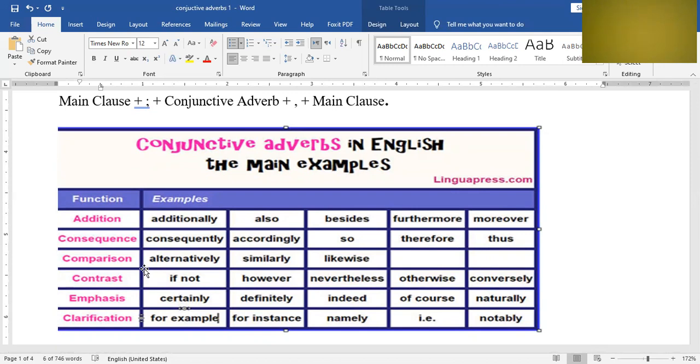Contrast is to say the opposite, an opposing idea. If not, however, nevertheless, otherwise, conversely. Emphasis uses certainly, definitely, indeed, of course, naturally. Clarification, for example, we give examples to clarify ideas. We say, for example, for instance, namely, i.e., notably.